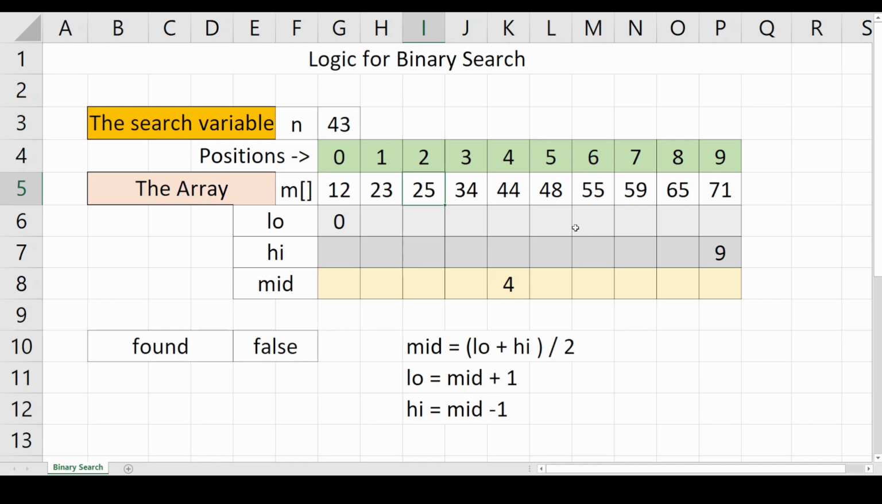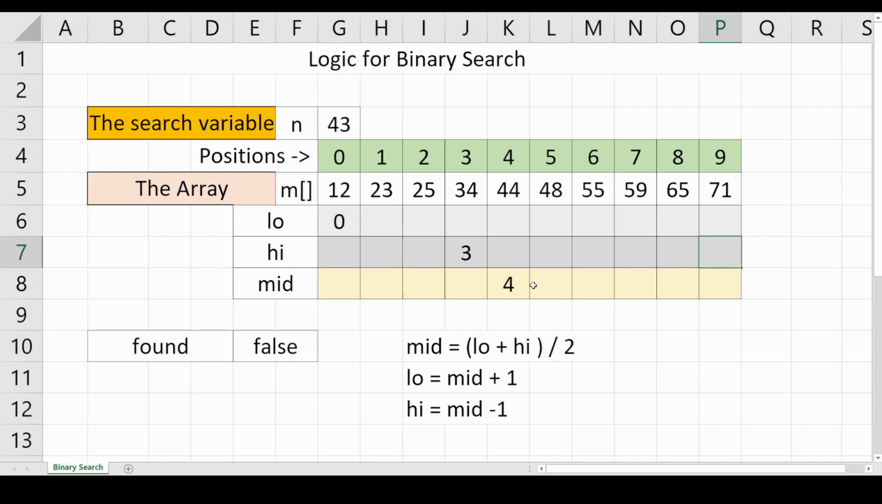Now let us take a value which is actually not present in this list at all. Let us see what will happen now. 43. Okay, we have taken 0 and 9 as low and high. The mid is 4. Is 43 present here? No. Then because 43 is less than 44, we change the value of high from 9 to mid minus 1. You can see that we do this. Okay, so mid minus 1.